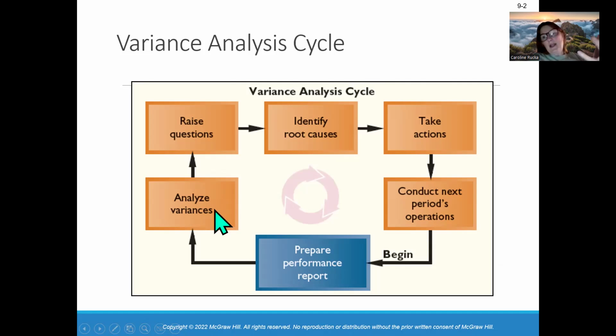So let's say you're comparing your actuals to your budget and you notice variances in the costs. Okay, well, why did we spend more than we expected to? So we drill down and we identify the root causes of that. And then we take action to try and adjust course, right? Mitigate or eliminate those costs. And then we conduct a year's worth of operations, and then we prepare this performance report.